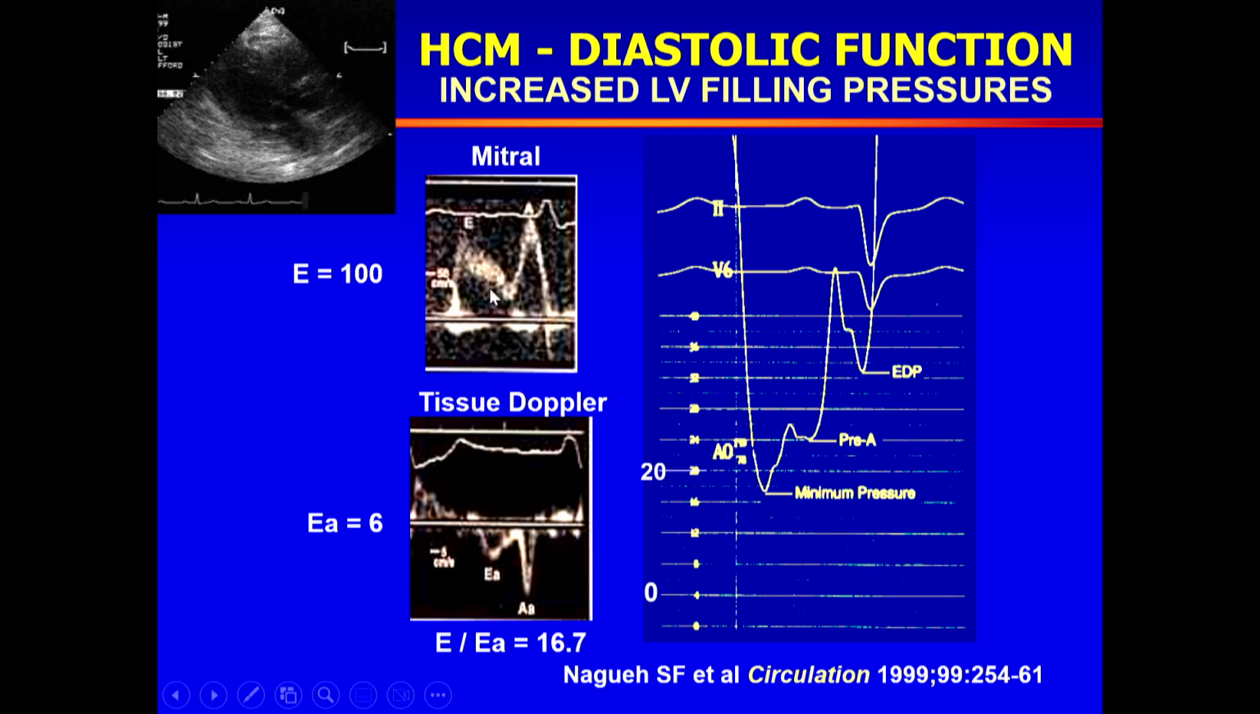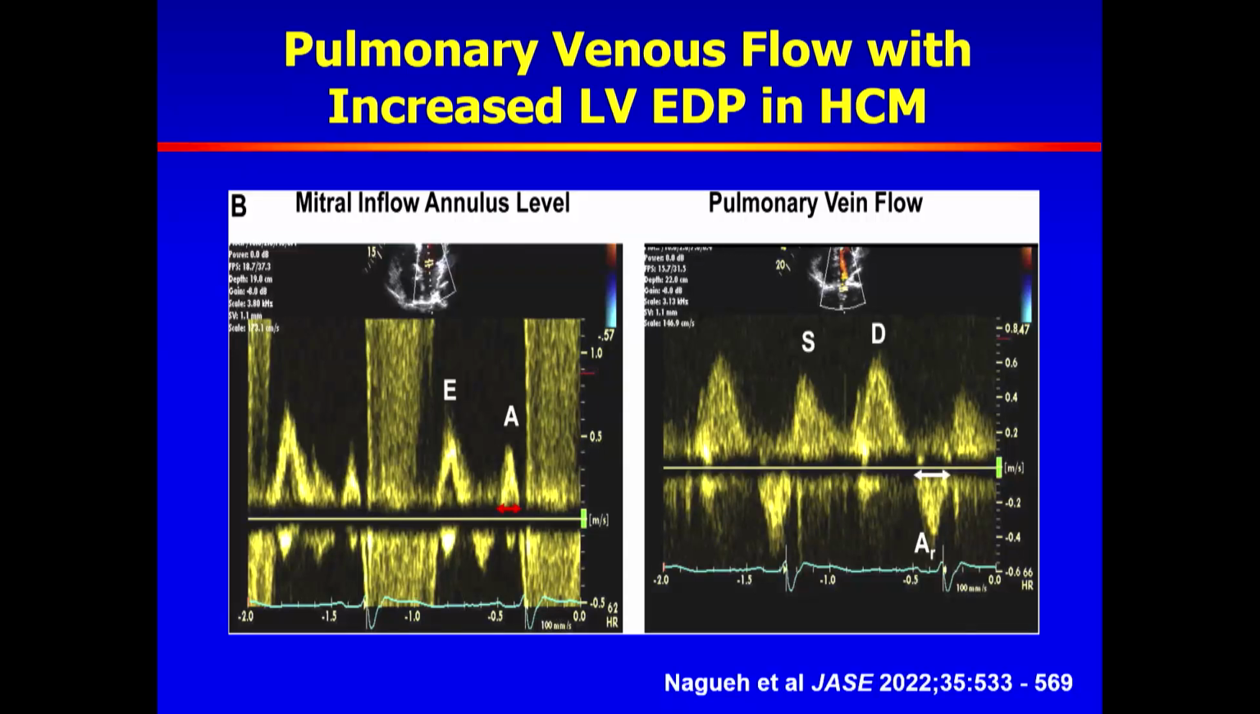The corresponding tissue Doppler counterpart and mitral inflow, in this case, you see a mitral E velocity of 100 and an annular velocity of about 6 and a high E to E prime ratio. So that's one of the tools we use.